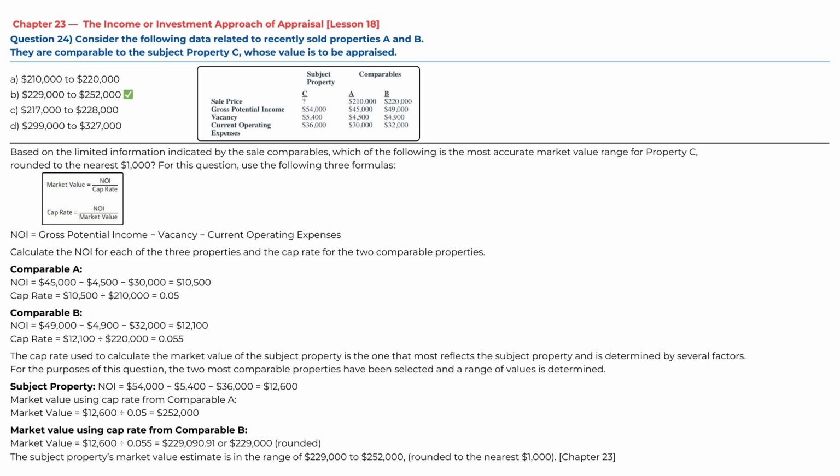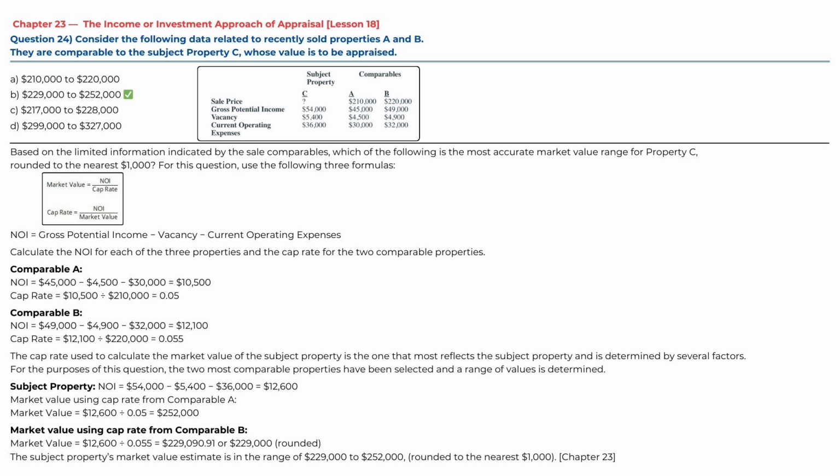The cap rate used to calculate the market value of the subject property is the one that most reflects the subject property and is determined by several factors. For the purposes of this question, the two most comparable properties have been selected and a range of values is determined. Subject property, NOI, equals $54,000 minus $5,400 minus $36,000 equals $12,600.